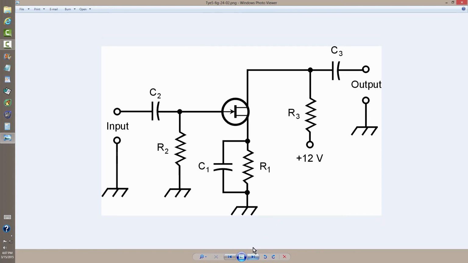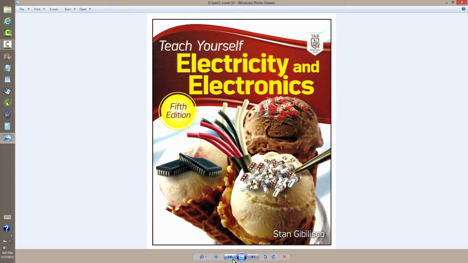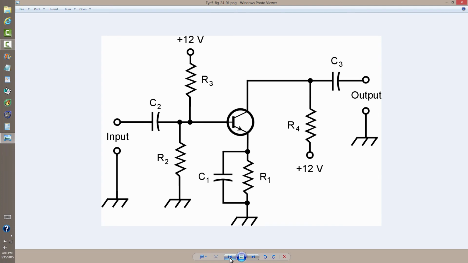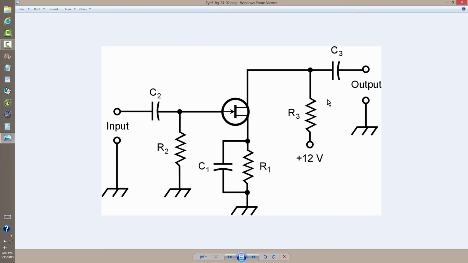The equivalent field effect transistor circuit is shown here. That was figure 24-1 in the book Teach Yourself Electricity and Electronics, 5th edition, by the way. And this is figure 24-2, the N-channel JFET equivalent of this bipolar transistor circuit here. It's essentially the same circuit, except there's only one resistor necessary to bias the control electrode, the gate of the transistor in this case. Otherwise, the circuit is essentially identical to this one.